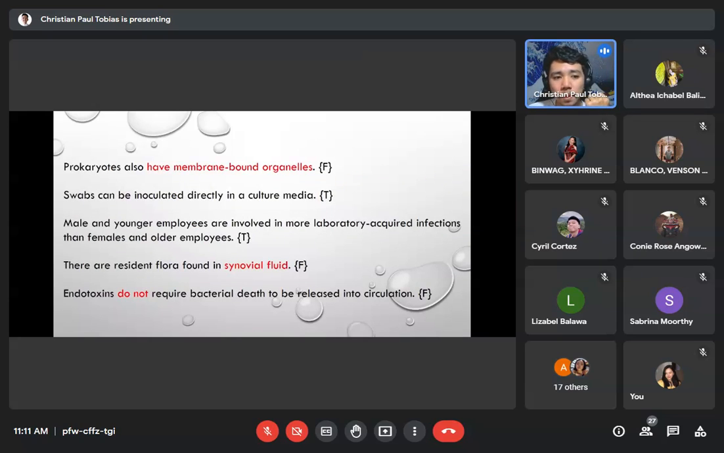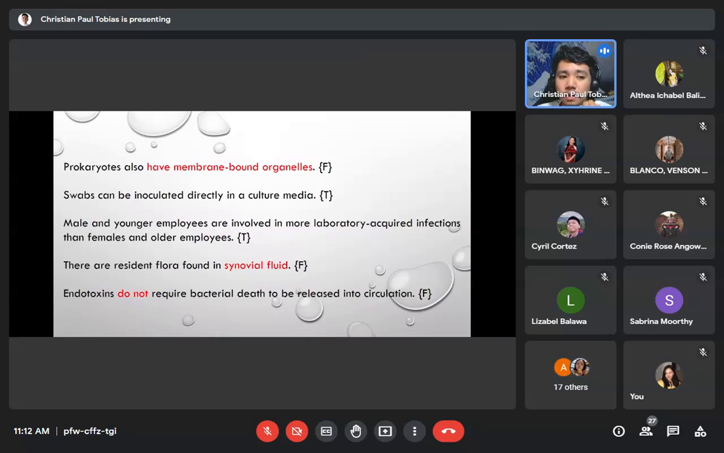Prokaryotes also have membrane-bound organelles. So prokaryotes are your bacteria. Wala silang membrane-bound. Okay. Swabs can be inoculated directly to culture media. True. There is resident flora in synovial fluid. True.